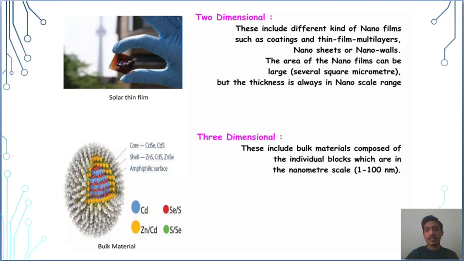Then next there are 3-dimensional nanoparticles, which include bulk nanoparticles composed of individual blocks or atoms in a range of 1 to 100 nanometer, for example cadmium, selenium, zinc.